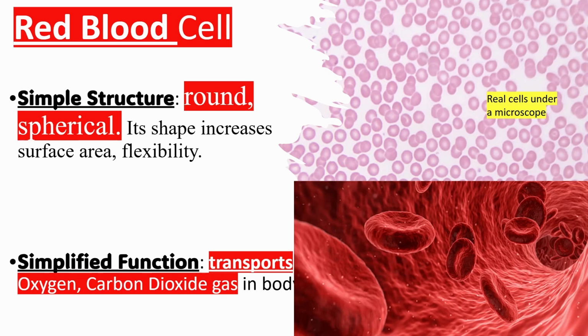So the example that Mr. Vo is providing, an excellent one by the way, is we're going to go from cell level all the way up to organ system and see how, when we say something is more complex, is exemplified. The red blood cell is very simple. It's illustrated on the right side, and you have a simple structure, round, spherical, right? Well, spherical-ish. Its shape increases surface area and the flexibility which is needed for the function to transport oxygen, carbon dioxide gas in the body.